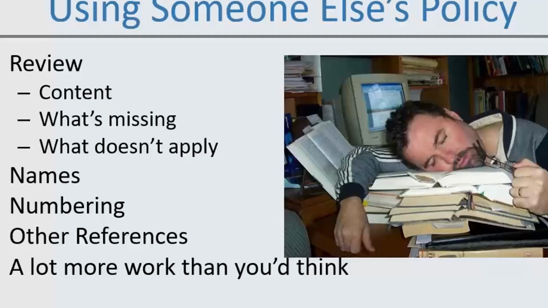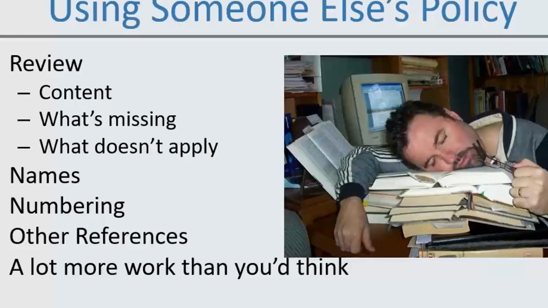What's missing? Well, if it's a college or university and you're a manufacturing organization, for example, they're not going to have many parts that you need that relate to the manufacturing process. Once you've got your content in order, you've taken out the necessary stuff and added what you have to, then you need to go through and change all the names and titles, because they're going to be different in your organization.